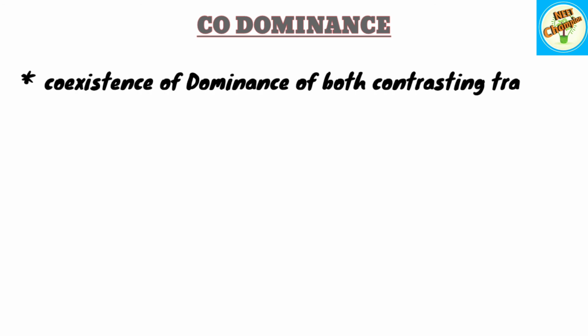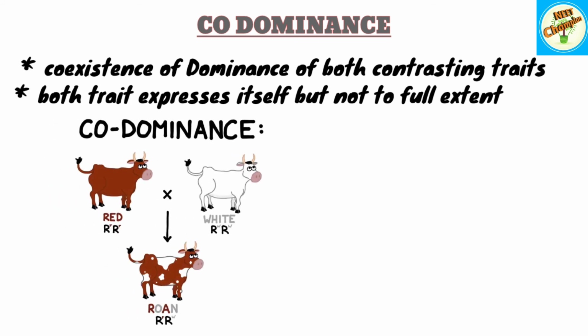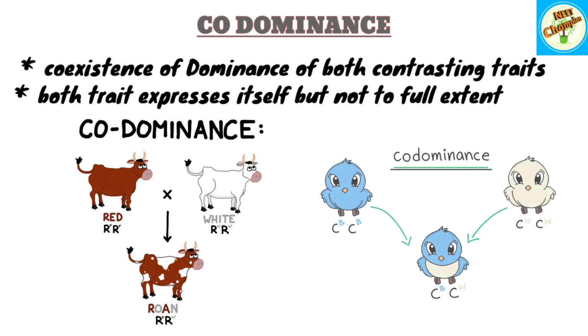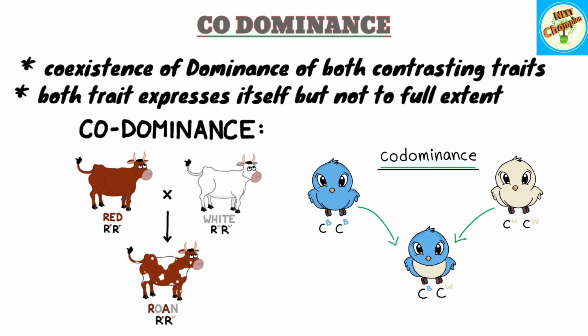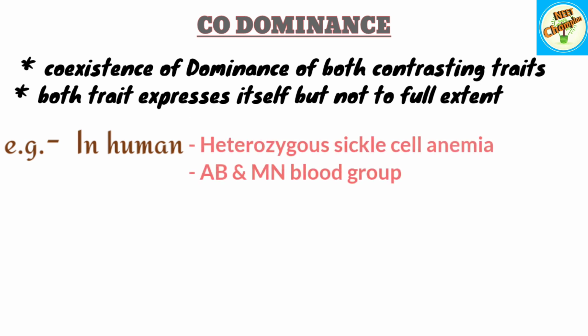Codominance. As the term refers, there must be coexistence of dominance of both contrasting traits. That means both traits can express themselves, but not to a full extent. To understand this, we can take the example of roan cow and blue and white bird. As we can see, there is no expression of a single color, but both the colors are mosaically expressed. In humans, codominance can be found in the heterozygous condition of sickle cell anemia, and AB and MN type of blood grouping.